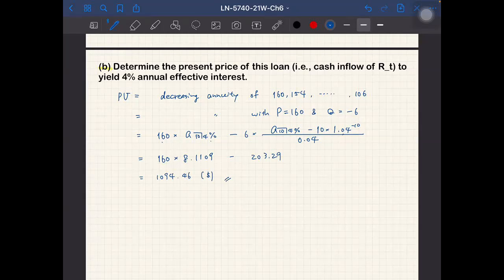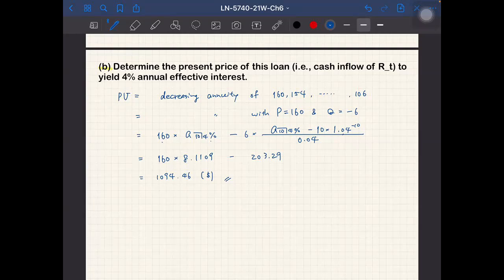So the interest rate goes from 6% to 4%. That means even if the bank buys out the loan at more than $1,000, the bank can still yield 4%. So the price should be higher. If the interest rate goes up, then the present value should be lower. So this can be interpreted in this way.